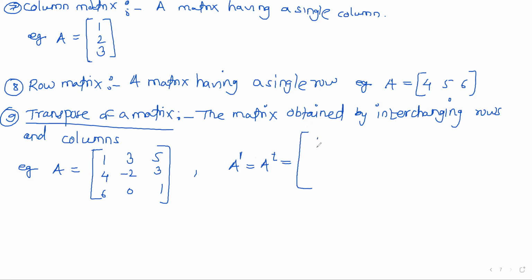First row is 1, 3, 5. I will write it as first column. Then second row is 4, -2, 3. I will write it as second column. And then 6, 0, 1. This is called the transpose of a matrix, right?